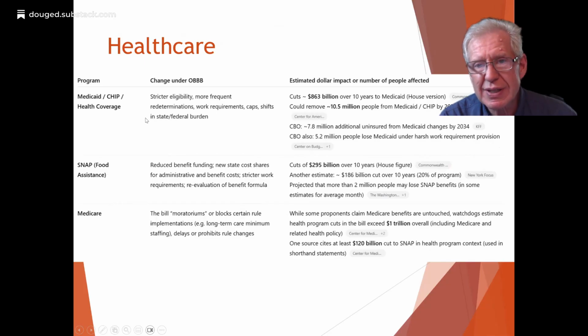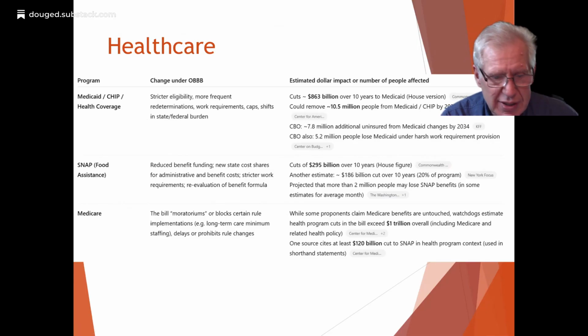I'm not going to read all these in detail to you. You can pause and study them, but it's significant. Under the budget bill, stricter eligibility requirements, more frequent redeterminations, requalifying, work requirements, caps on the amount, shifts in federal-state burden. Cuts expected: $863 billion over 10 years to Medicaid.